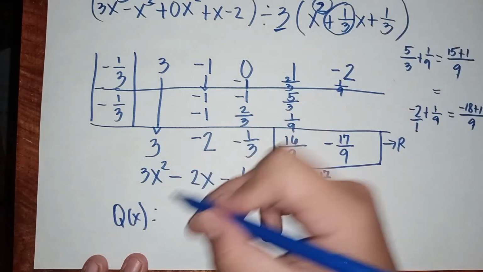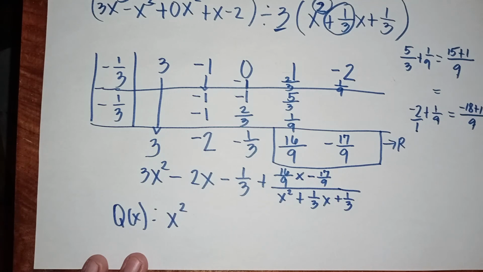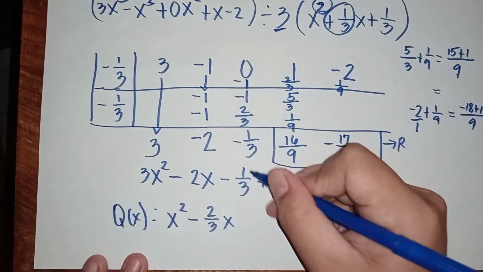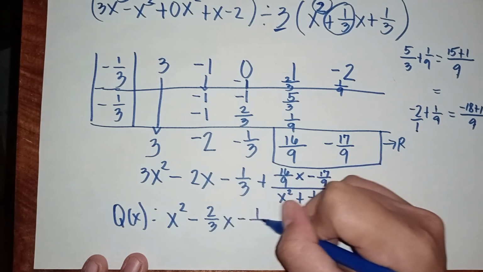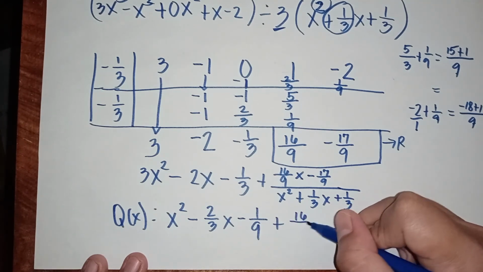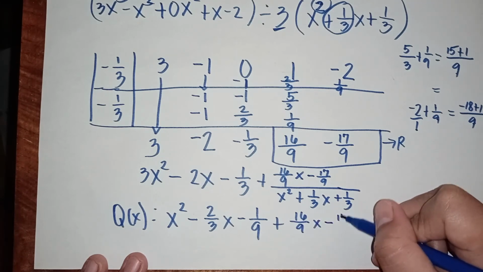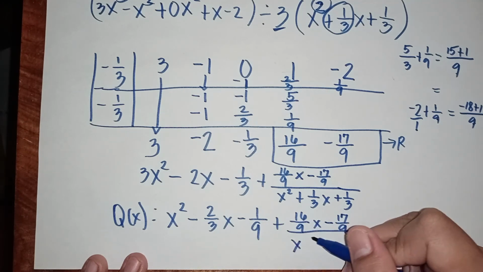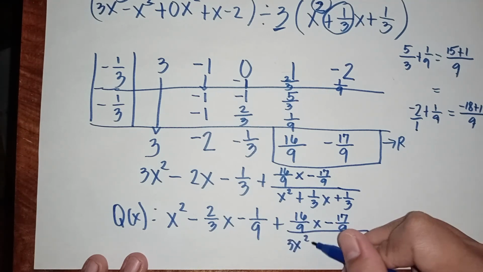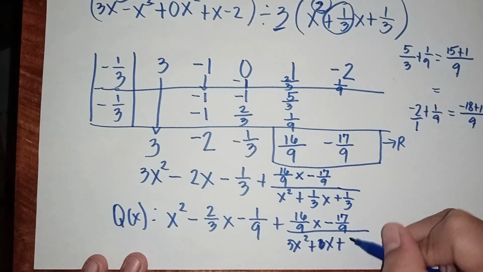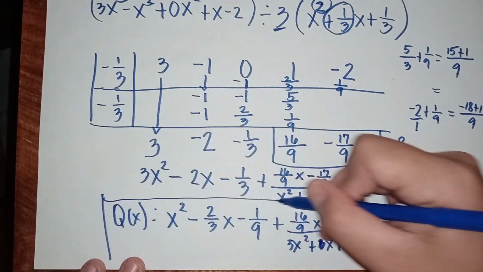So, 3x squared divided by 3, that is x squared. Okay? Negative 2x divided by 3, that is negative 2/3 x. Negative 1/3 divided by 3, that is negative 1/9. This, divide by 1/3 or divide by 3 or multiply by 1/3, this is equal to 16 over 9x minus 17 over 9 all over. This is equal to x, 3x squared plus 3x, plus x plus 1. So, eto na po yung final answer.